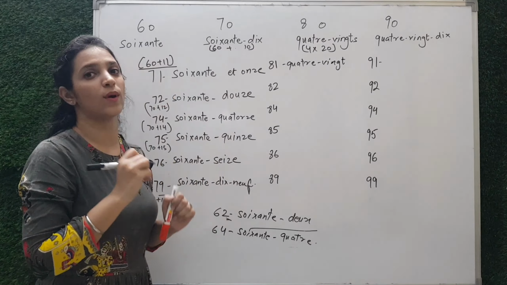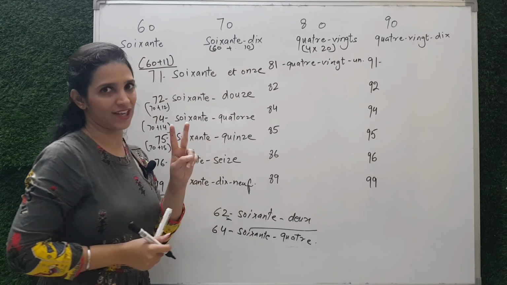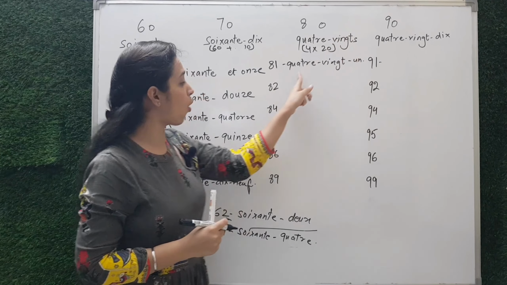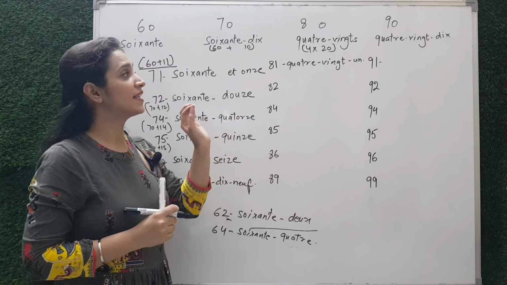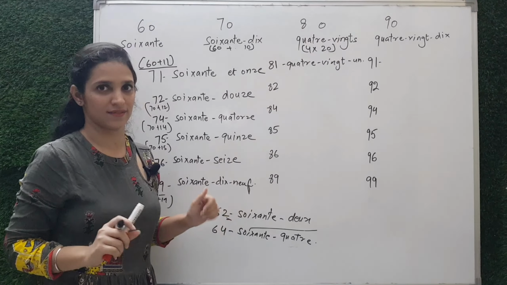Now, what is 81? 81 is quatre-vingts. Now, remember 2 points over here. Over here in 80, I have put S, but it doesn't mean everywhere here we'll put S. This S we only put in number 80, nowhere else, right?